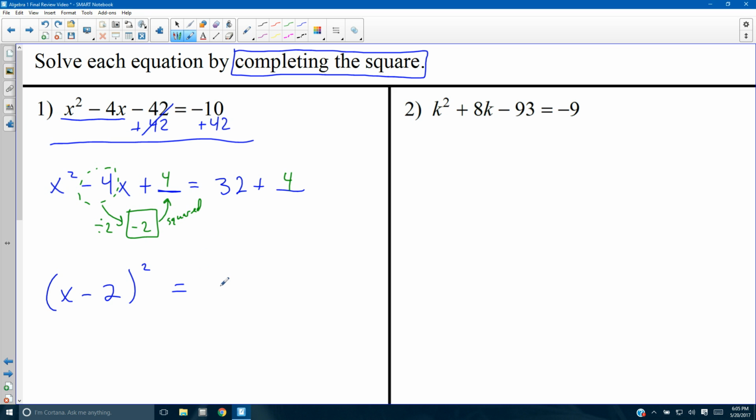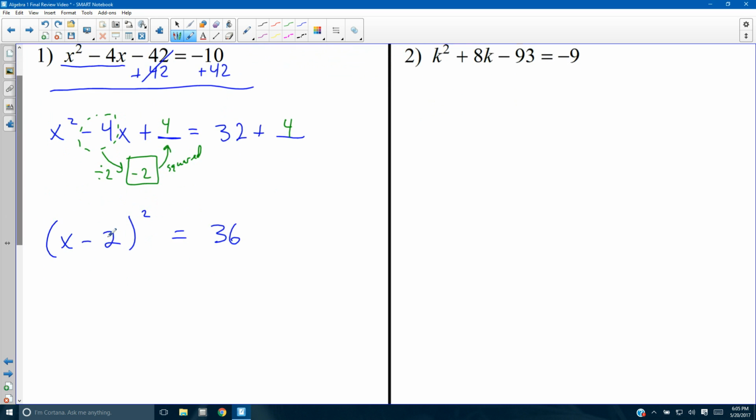Now 32 plus 4 is 36. Normally when we factor some trinomial, we want it set equal to 0 because we want to use the zero product property. That would be true if you had 2 different quantities, which we'll be doing with the zero product property later. This would have to be set equal to 0.